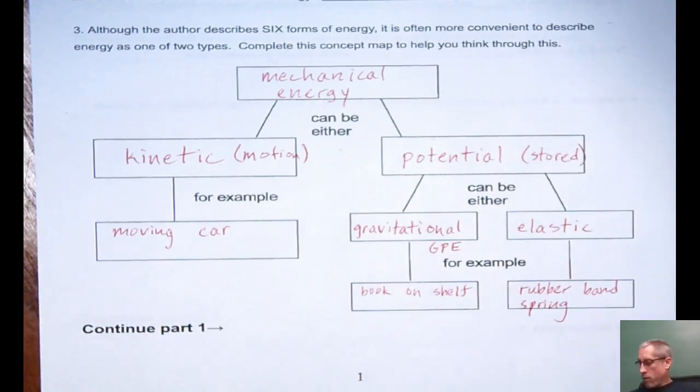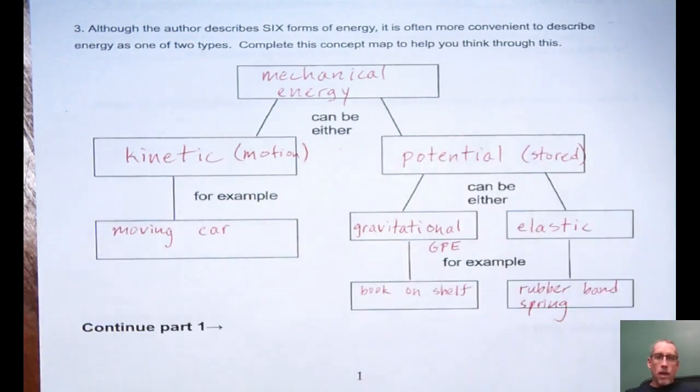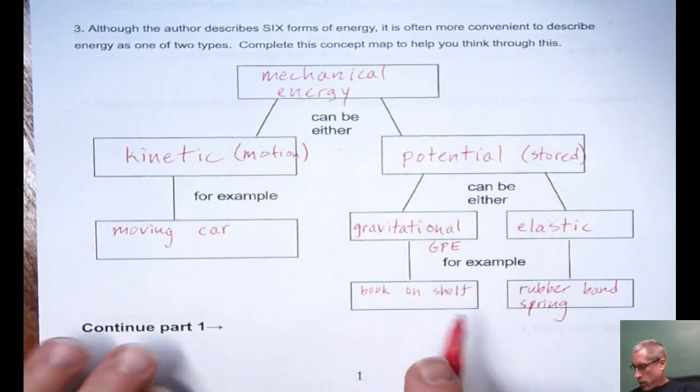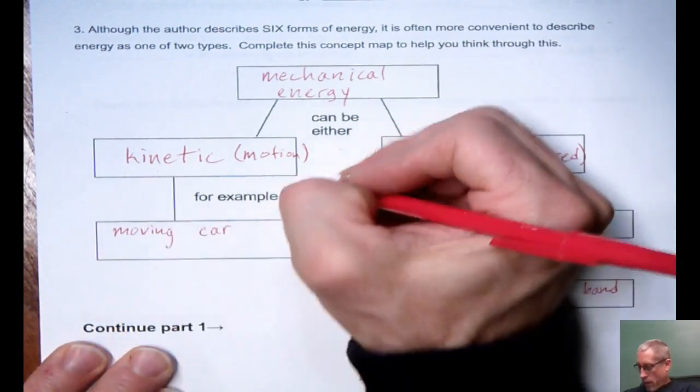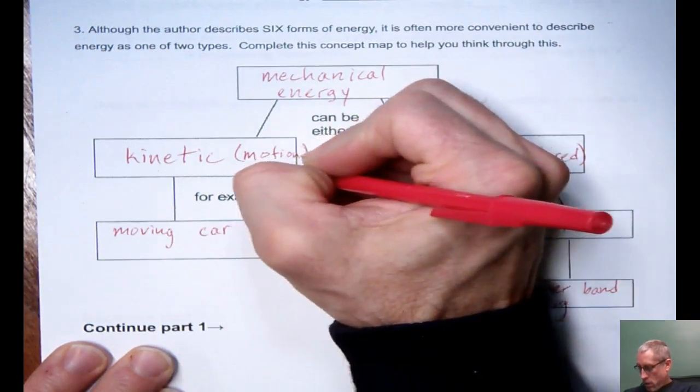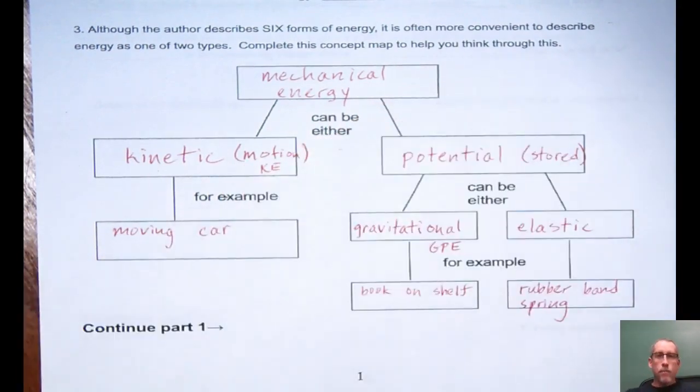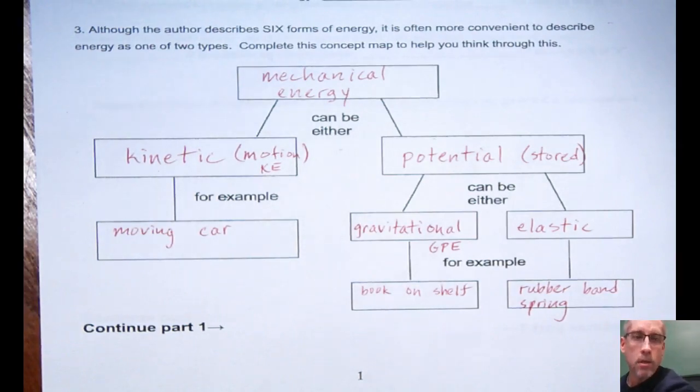Okay, so these are some categories. Again, you've probably heard of these before, and I just want to show you how they all relate together. We will deal mostly with the GPE and the kinetic energy. We will abbreviate that KE when we do our work with numbers. And you'll see there are other forms as well that we describe. We'll get into those in just a little bit.